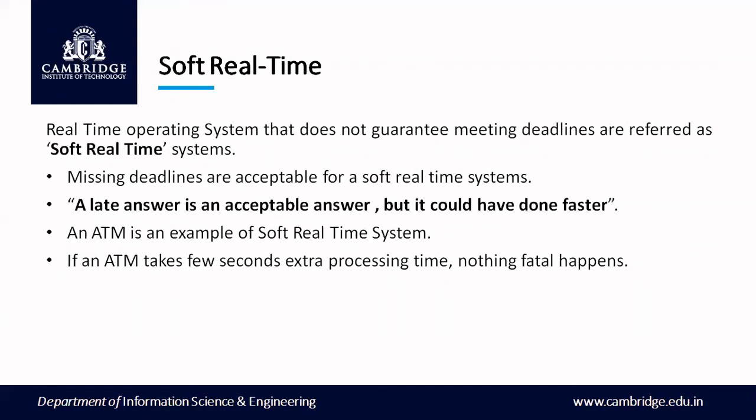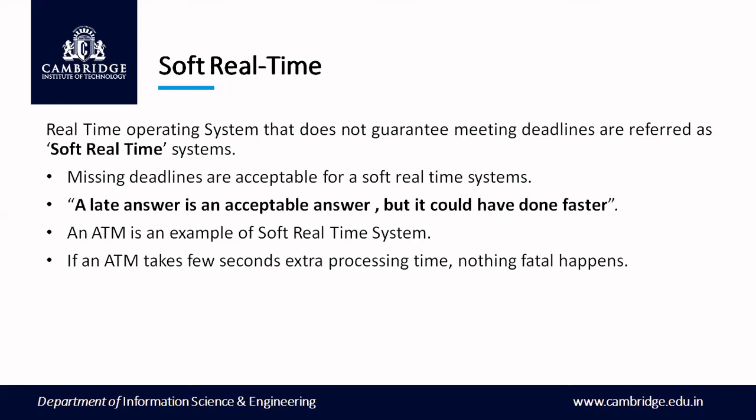When it comes to soft real time, a real-time operating system that does not guarantee meeting the deadlines is referred to as a soft real-time system. Here time will not be a critical part. Missing the deadlines is acceptable. If you have been given a deadline and you miss it by a few minutes or seconds, that is also acceptable. That kind of system we call a soft real-time system. A late answer is an acceptable answer, but it could have been done faster. Sometimes a late submission or late answer can be acceptable, but it could have been done in a faster manner.